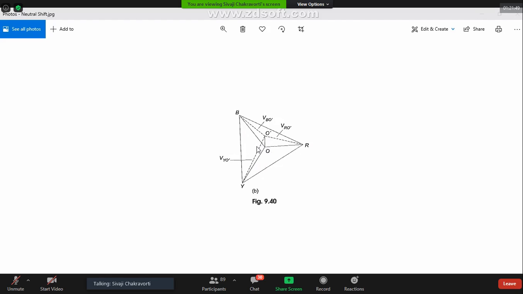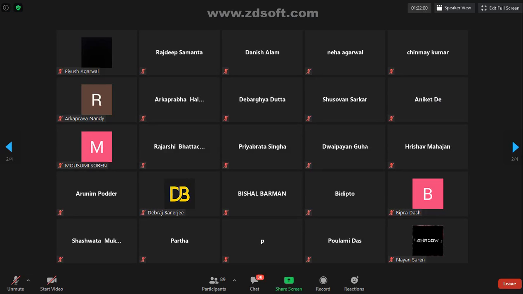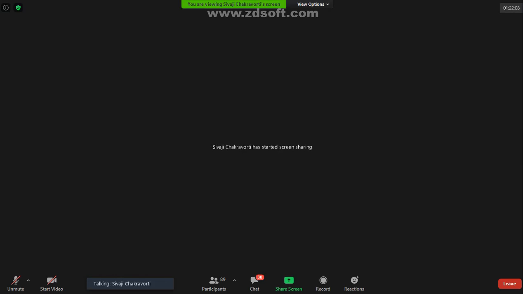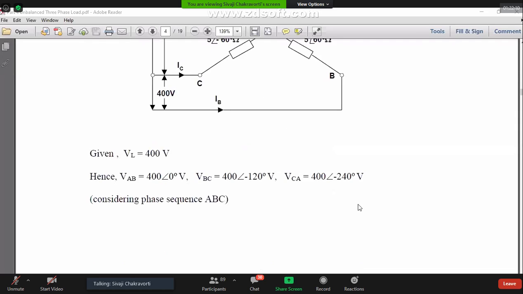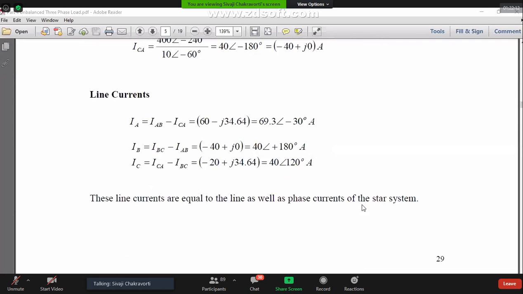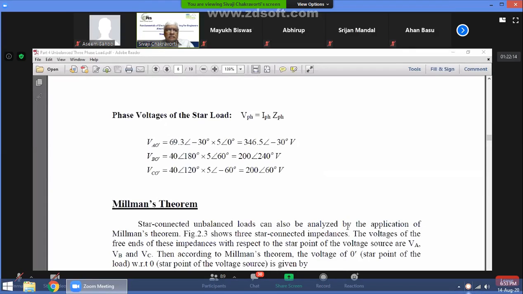Any length in this plane is a voltage, because you can see all these lengths are voltage. So this O prime is also a voltage. Then what is this voltage? Answer is very simple. This is the voltage difference between O and O prime. So this is called the neutral shift voltage. So VO prime is the neutral shift voltage.